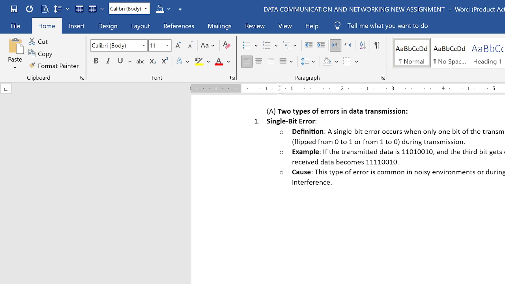For example, 10110101 might be received as 1001101, where multiple bits are incorrect. Burst errors are more challenging to detect and correct, especially in environments with high levels of noise or interference. And part B, concept of error detection and correction.